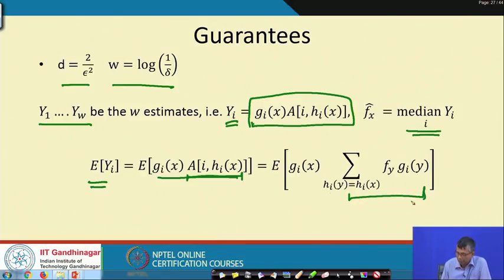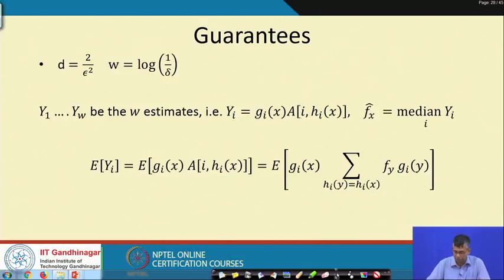It is nothing but you look at all the y that have appeared in the stream, and those y's that the ith hash function puts in this bucket. You look at exactly those y's, you look at their signs G I of y, and then you get a weighted sum with the frequencies, the summation of f y G I of y, where y is exactly that set of y's such that H I of y is equal to this bucket ID. Okay. So, that is the expectation of y I. It might look a little complicated now, but it is going to simplify itself very soon.